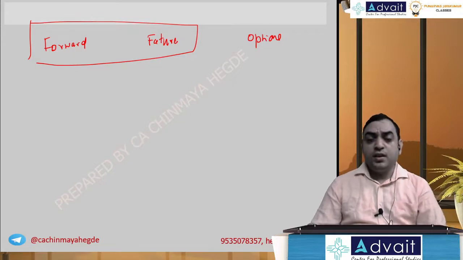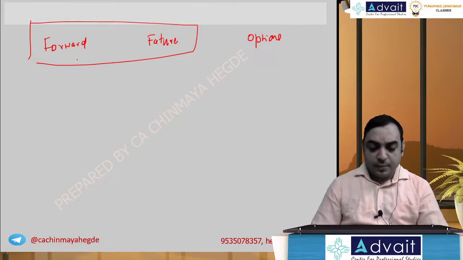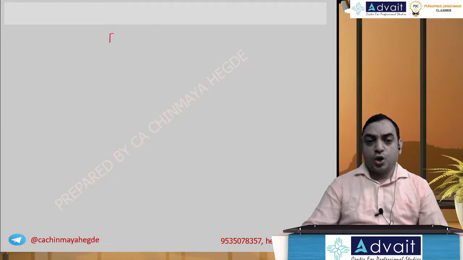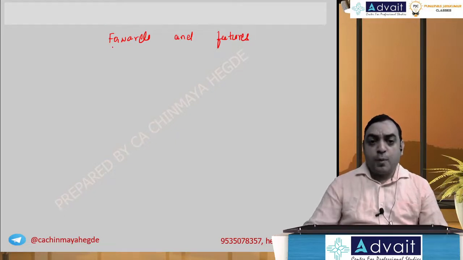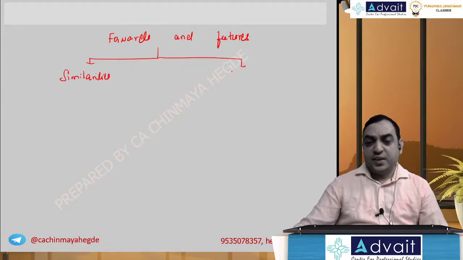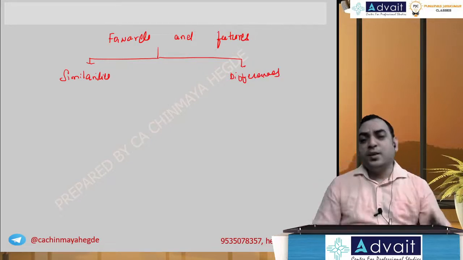So forwards and futures, there are many common points. Let me discuss one by one. So let's first talk about forwards and futures. What is common to both? Let me write a few common areas, or let's say similarities, and let me talk about a few differences. Now, what are the similar points?